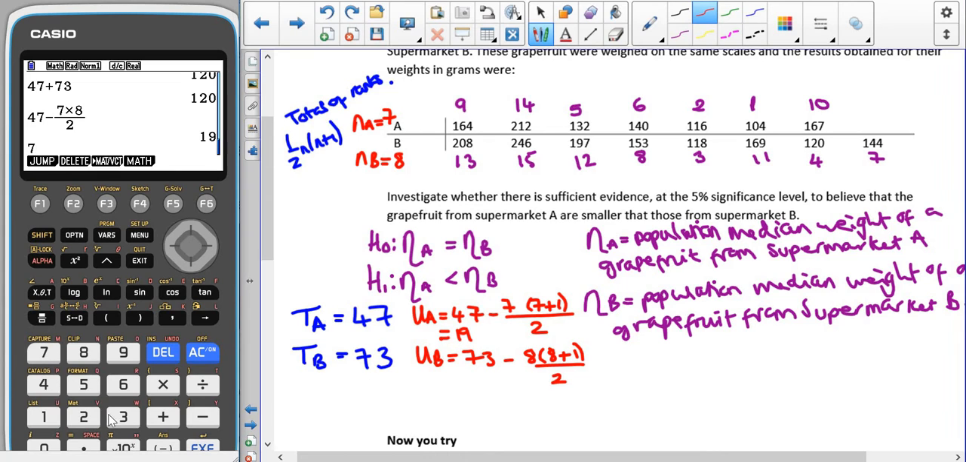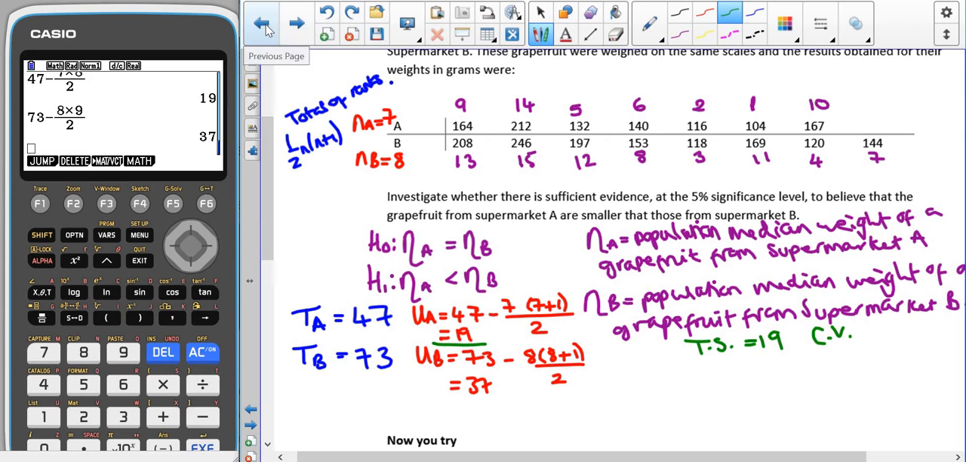And for UB, we get 73 minus 8 times 9 over 2, which gives us 37. And just as we have done in quite a lot of these hypothesis tests now, the smallest one of these is going to be our test statistic, which in this case is 19. So our test statistic is 19.